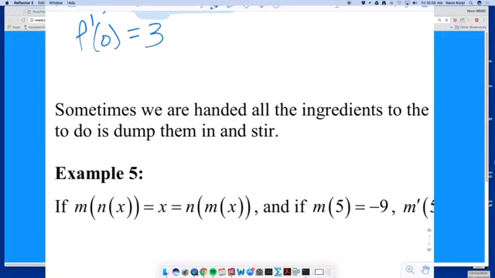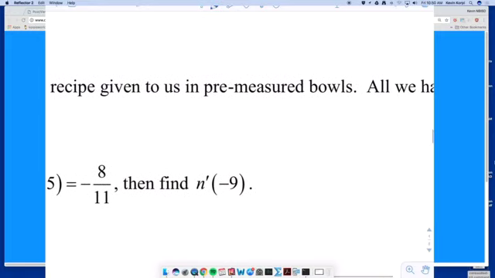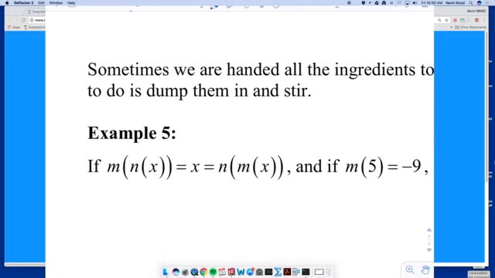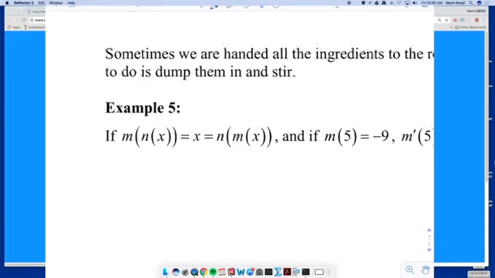Look at this. It says sometimes we are handed all the ingredients to the recipe given to us in pre-measured bowls, and all we have to do is dump them in and stir. What does that have to do with calculus? Oh, it's an analogy or a very short allegory.